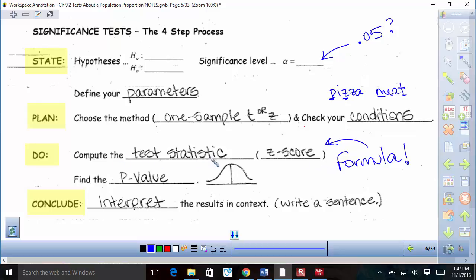Compute the test statistic, which is a Z-score. There's a formula for that. And find the p-value. And then interpret the results. Write a sentence about it.